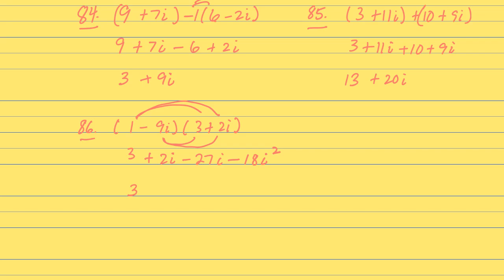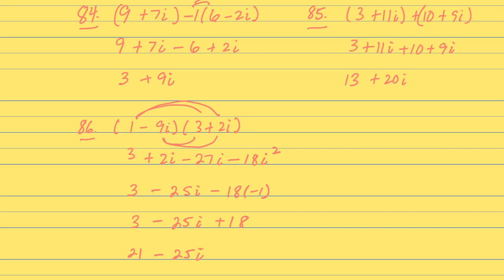So you have 3, and then 2i minus 27i is negative 25i, and then since i squared is negative 1, negative 18 times negative 1, so you have 3 minus 25i plus 18. 3 plus 18 gives you 21 minus 25i.